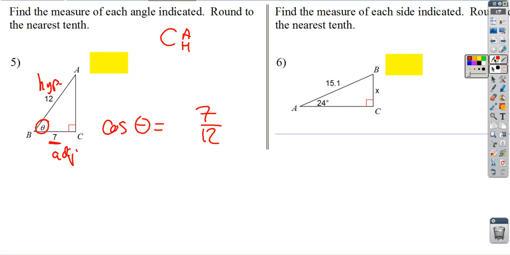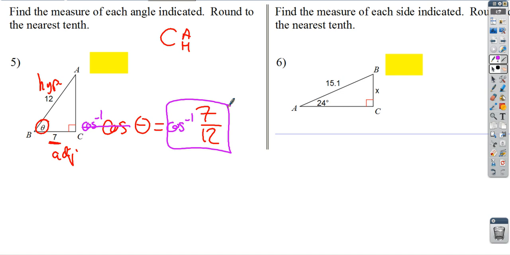And now we want to find what theta is, and we need to cancel out the cosine. Remember that you can't divide by cosine. Cosine is not a number, it's a function. So the way to cancel out cosine is by taking inverse cosine. So those will cancel. And the inverse cosine of 7 over 12, let me just show you how to do that in the calculator.